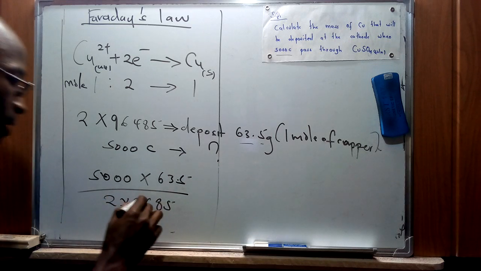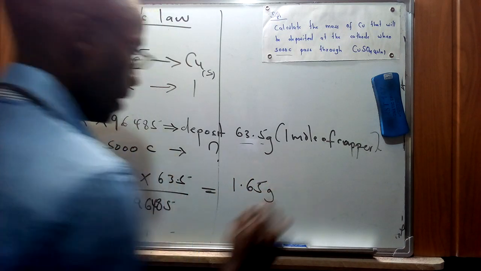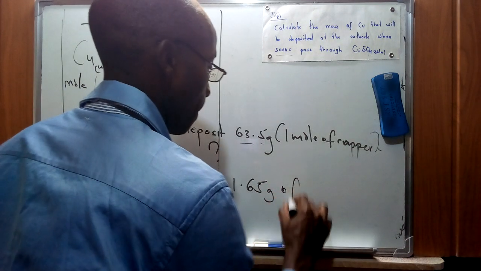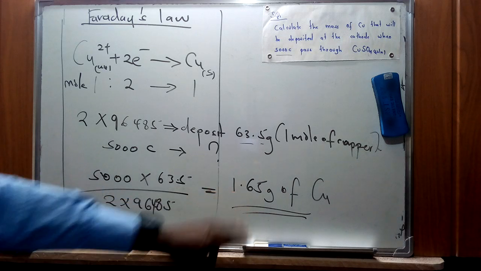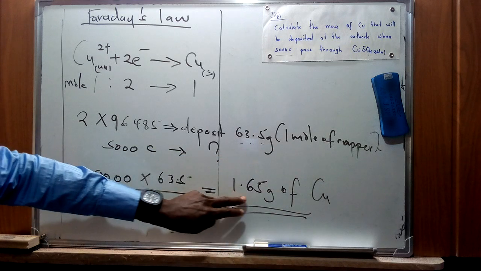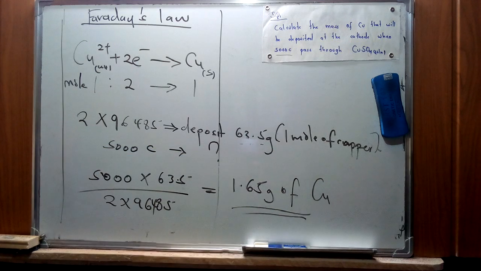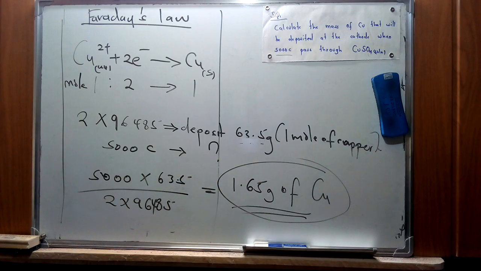This is going to give us 1.65 grams of copper. So 1.65 grams of copper will be deposited at the cathode. That is how we use that specific approach, and consequently we can still define this in terms of mass by finding the fraction of this for 1 mole of copper. So we are being requested to find that specific amount of mass.